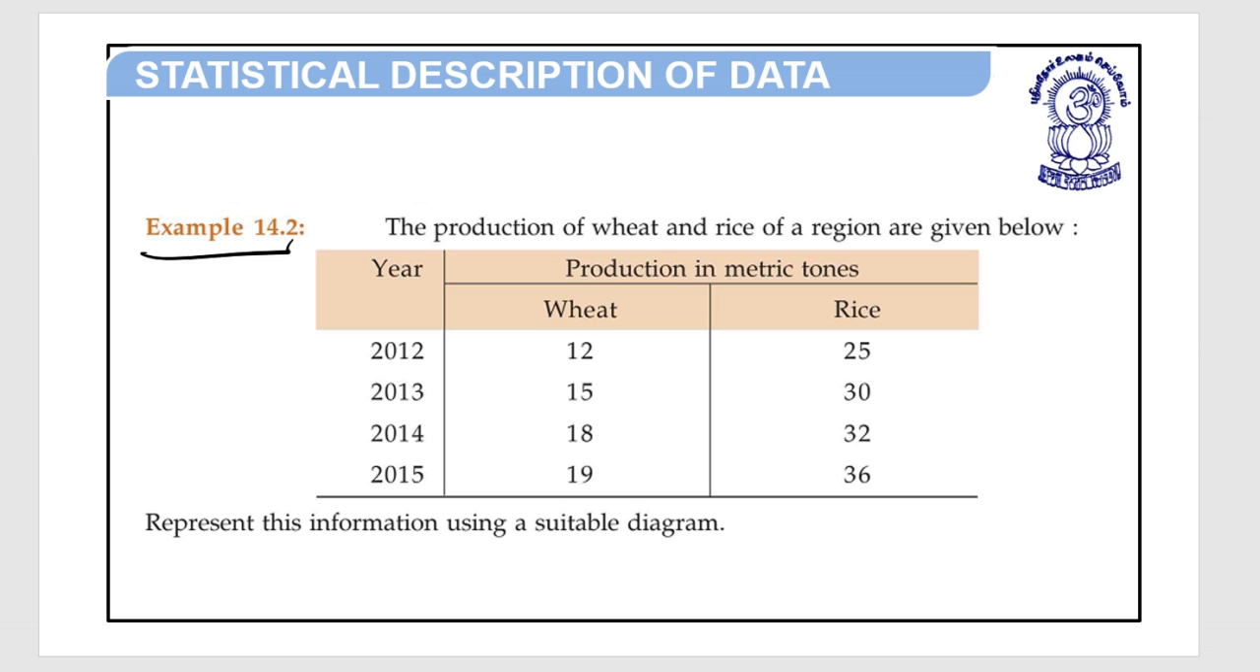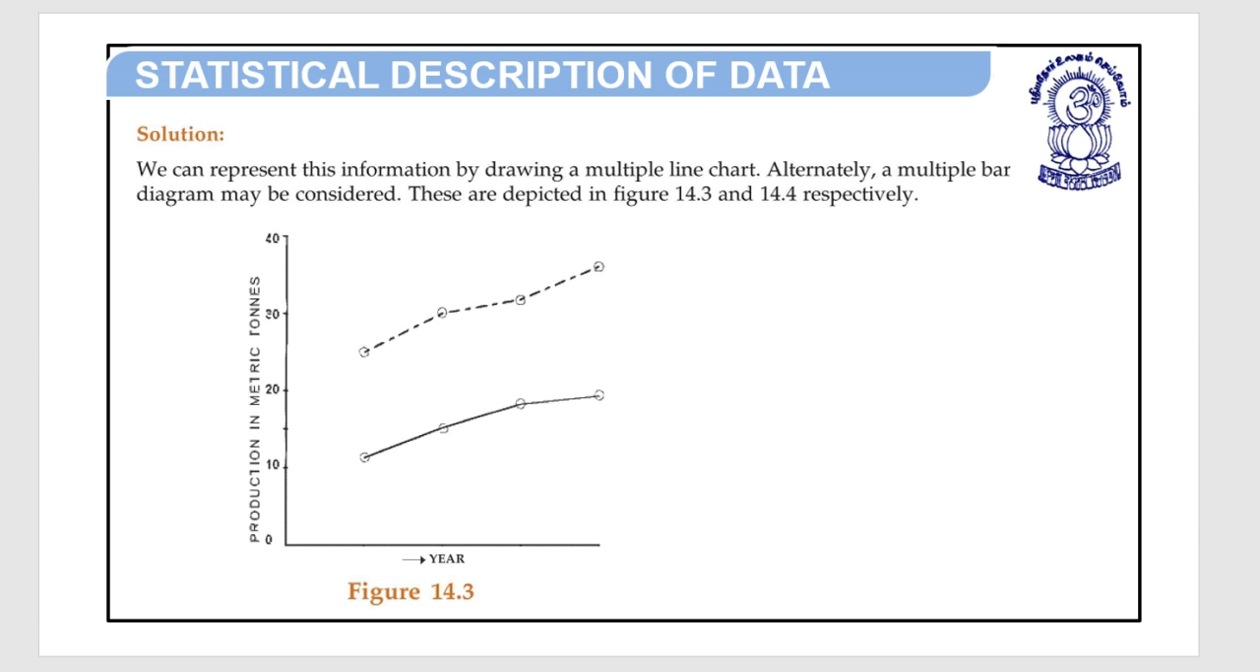Example 14.2. The production of wheat and rice of a region are given below. Year 2012 to 2015. Wheat: 12, 15, 18, 19. Production in metric tons. Rice: 25, 30, 32, 36. Represent this information using a suitable diagram.